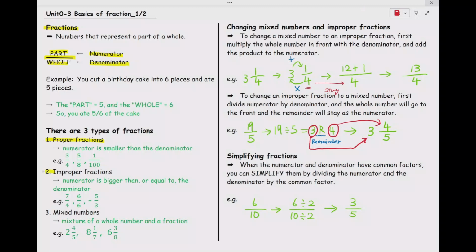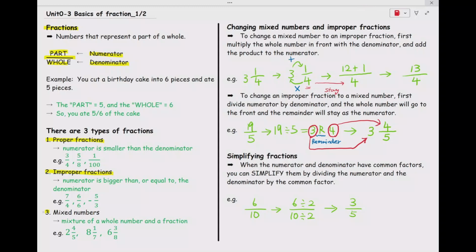The second type is called improper fractions. Improper fractions refer to the ones for which the numerator is bigger than or equal to the denominator. For example, 7/4, 6/6, minus 5/3.